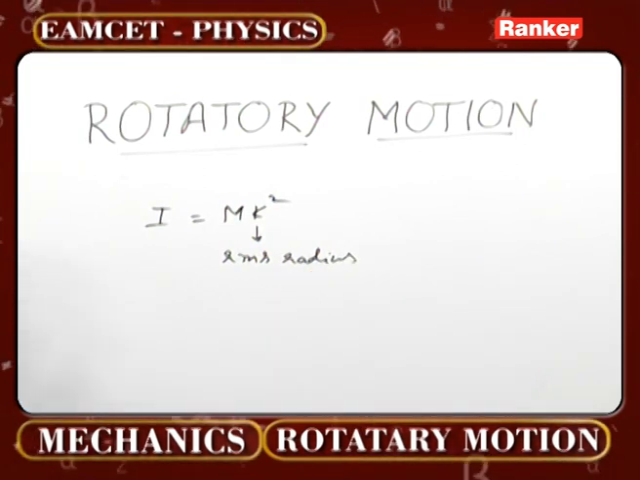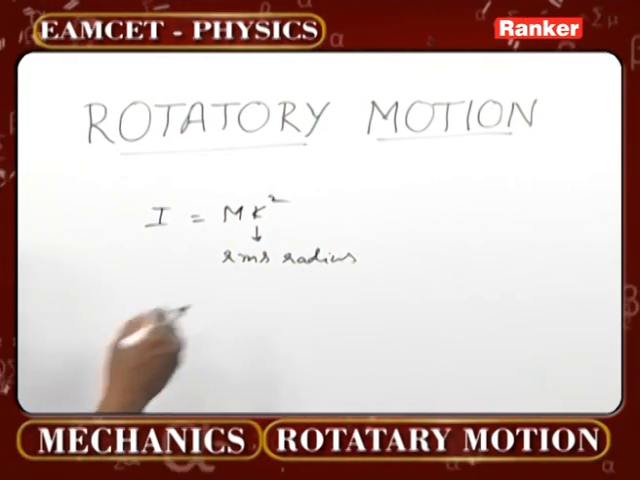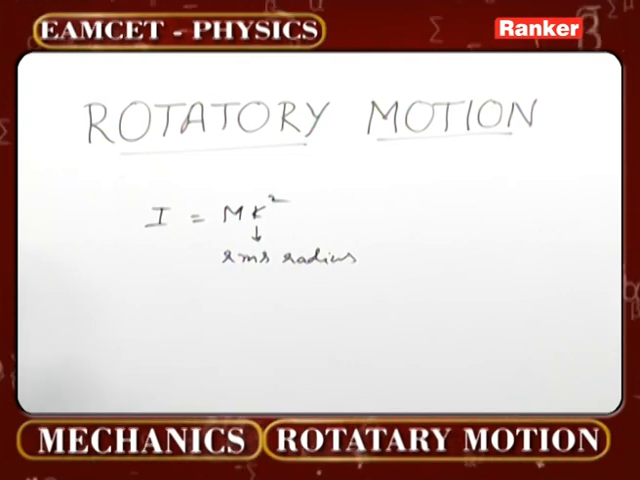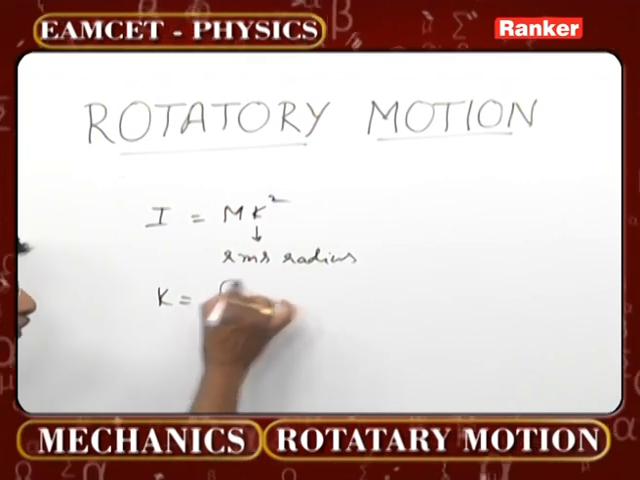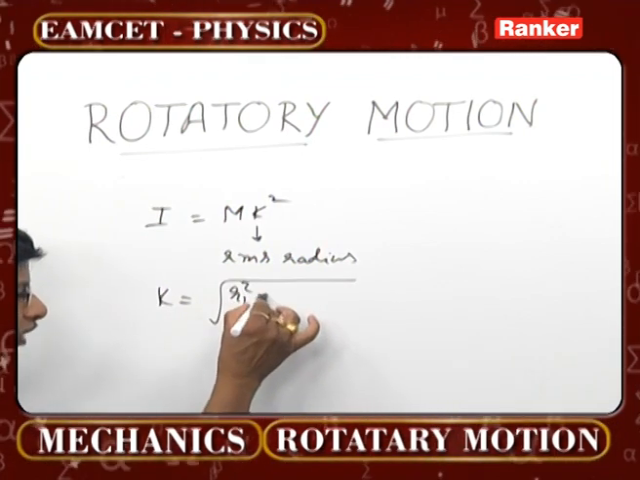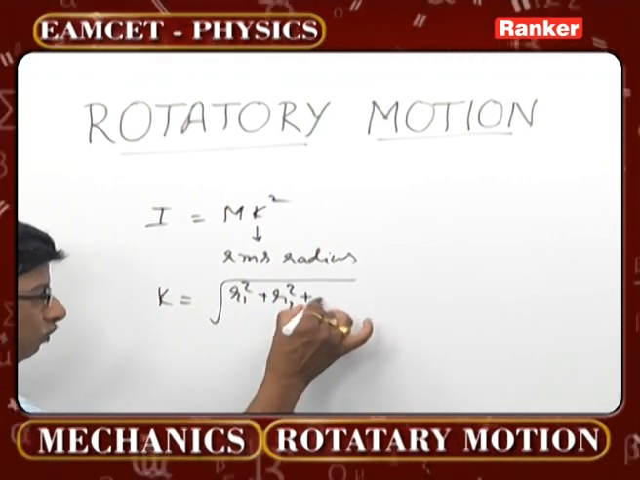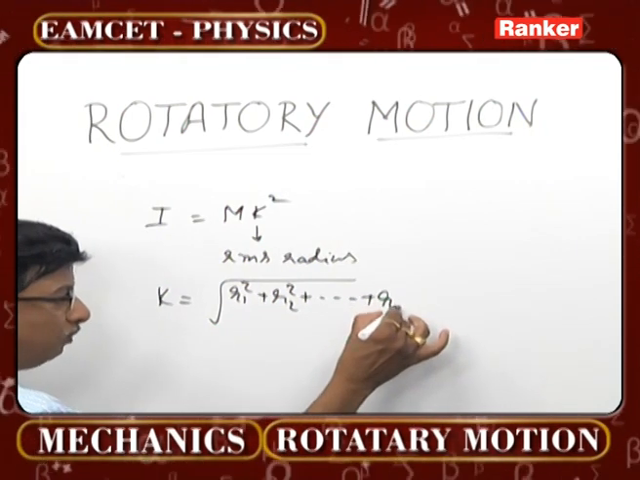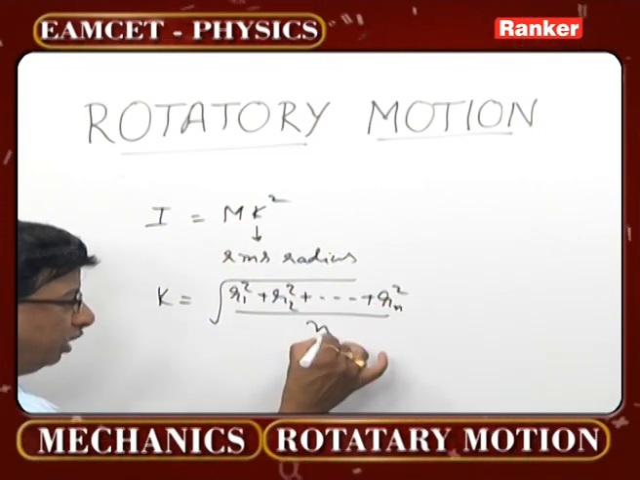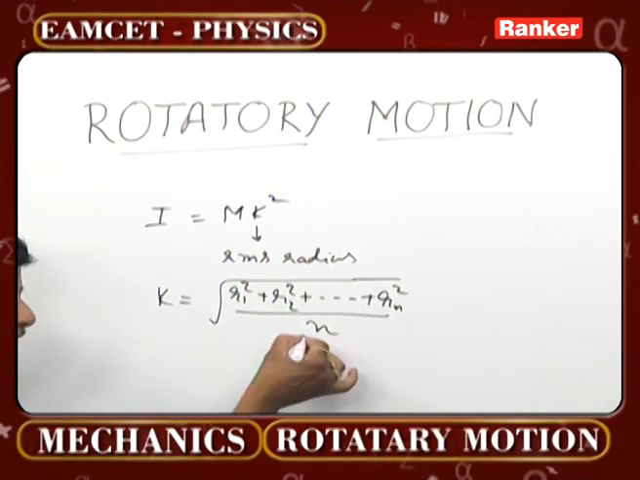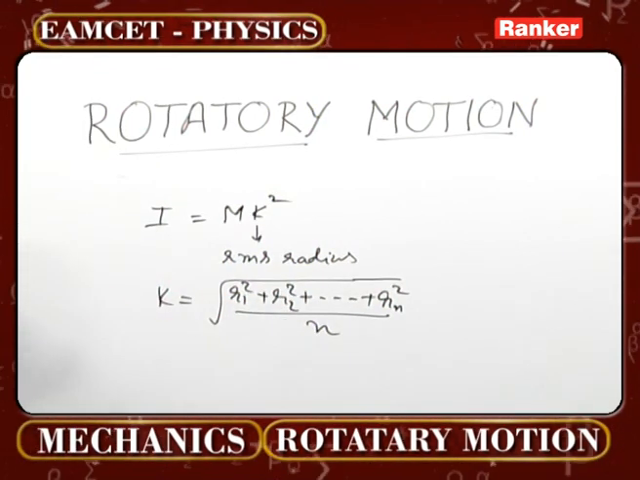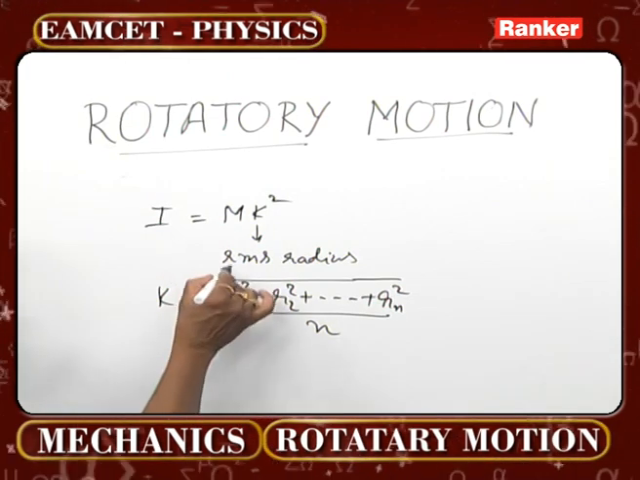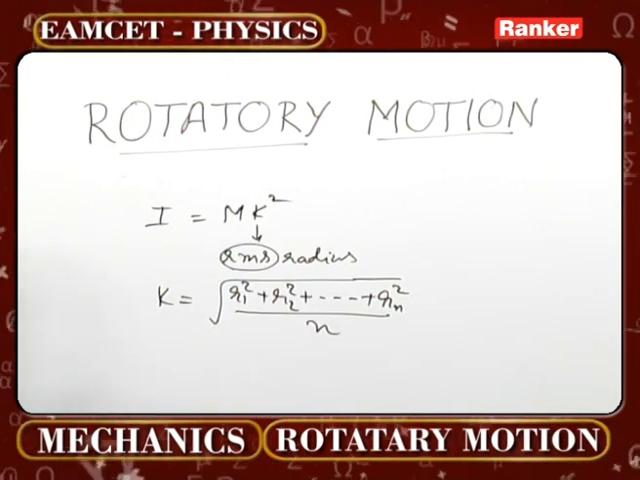When we consider the RMS radius, when radii are taken as R1, R2, R3 and so on, what will be the value of k then? It is the root of (R1 square plus R2 square and so on up to Rn square) whole divided by n. That is the root of the mean of the square values of the radii. That is what we call the radius of gyration, or otherwise the RMS radius.